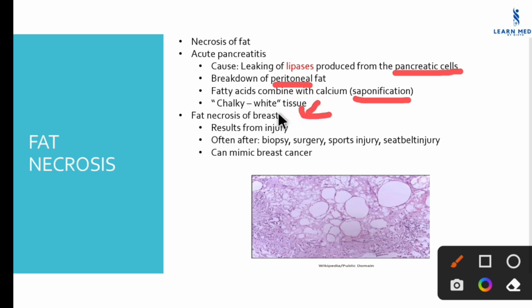Fat necrosis is also present in the breast. It results from injury, often after biopsy, surgery, sports injury or seatbelt injury to the breast, and can mimic breast cancer. It is not breast cancer, but is due to fat necrosis of the breast. Here we can see the large vacuole type of fat necrosis present in the breast cells.